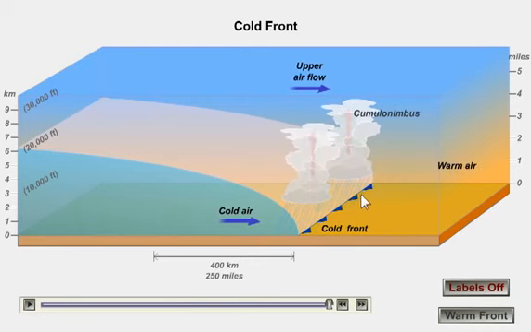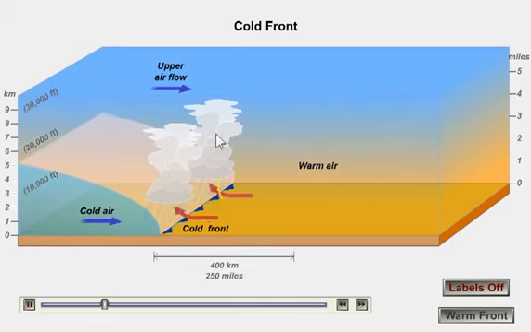On weather maps, if you watch the weather on the news, you can see cold fronts marked by lines of blue teeth that point in the direction the cold air is moving. Along cold fronts, you typically have very intense local thunderstorms and rainstorms.